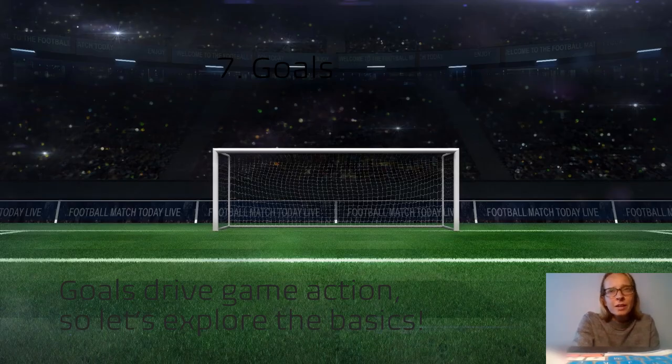All right, so now we're going to speed through this at the end. We're talking about goals. Goals drive the action. So let's touch on the basics, without spending too much time dwelling on all the little points.